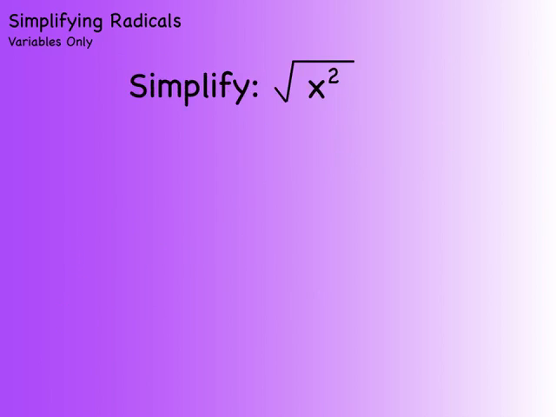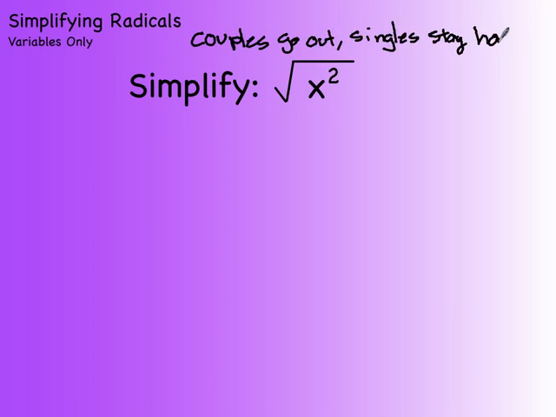So here we have: simplify the square root of x squared. In the previous video we learned a little phrase called couples go out and singles stay home. And we're going to work with this phrase even more today. It's just easy to remember, and it works really well. What I'm going to do is take the exponent setup here, with the base and the exponent, and write it out the long way.